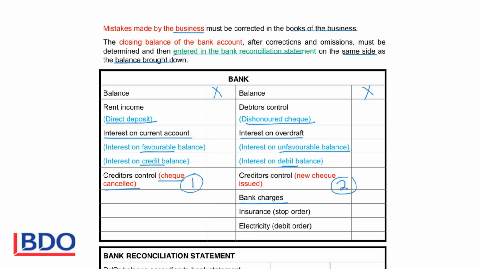Then we can have a stop order and a debit order. A stop order is the document that we sign at the bank that they must pay on behalf of us, for instance, rent or insurance, because the amounts stay constant. They don't change from month to month. A debit order is signed at the City Council or at Telkom, and they will collect the money on behalf of us from the bank, and this figure will change from month to month.